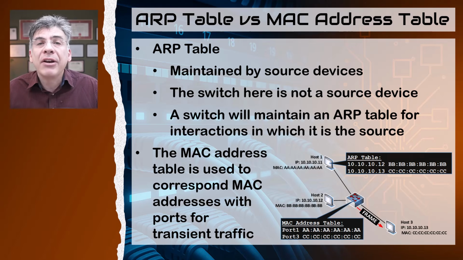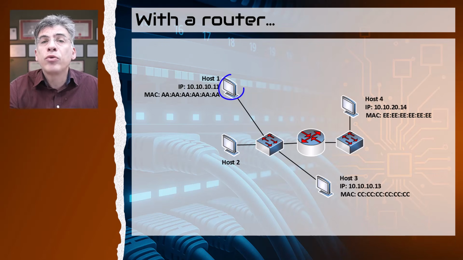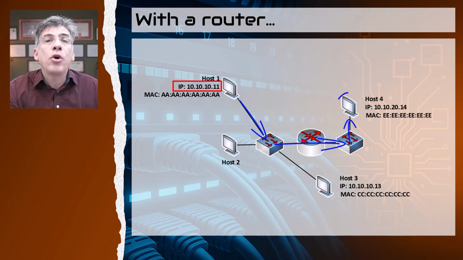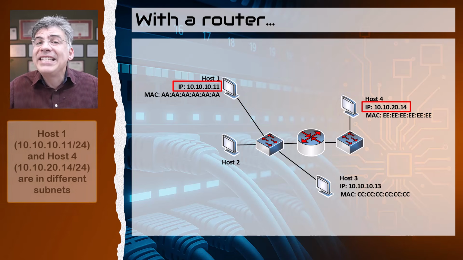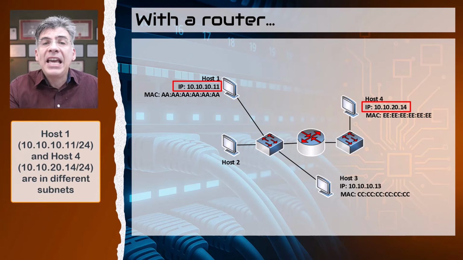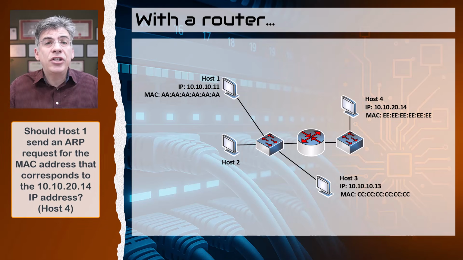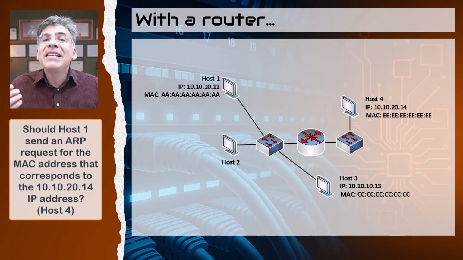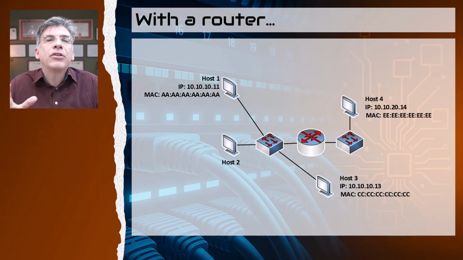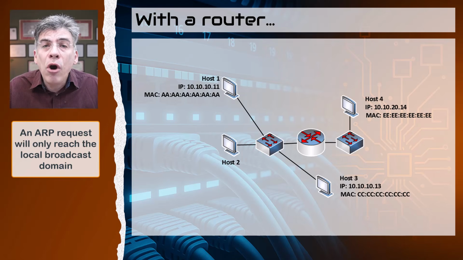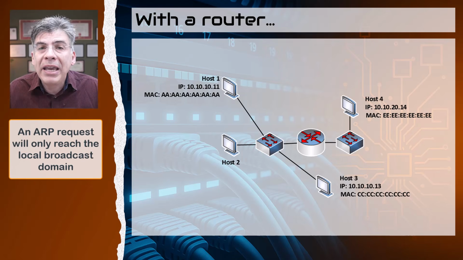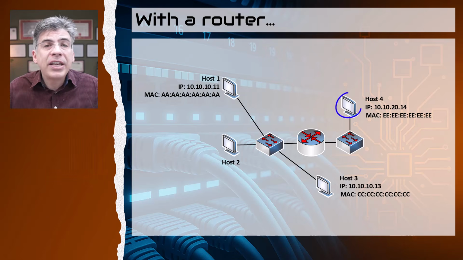But what if we have a scenario like this one? In this case, host 1 with an IP address of 10.10.10.11 is sending a packet to host 4 with an IP address of 10.10.20.14, which is in a different subnet. In this case, does the sending host send an ARP request for the IP address of the destination? No. Remember, ARP is a layer 2 protocol with a layer 2 scope. That means that its scope will only reach the local broadcast domain or network segment. Host 4 here is in a completely different network segment.